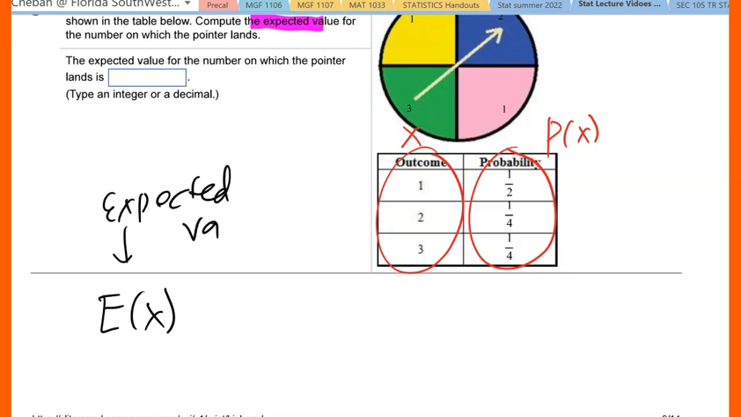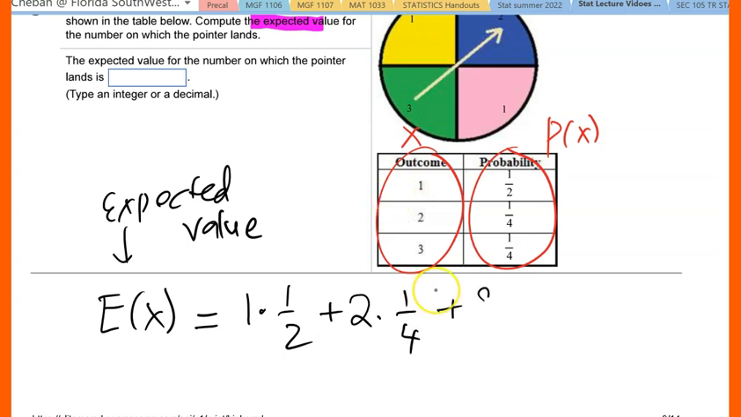Expected value. You multiply outcome with the probability: 1 times half plus 2 times 1/4 plus 3 times 1/4. In other words, you multiply each outcome with its respective probability and add them together.